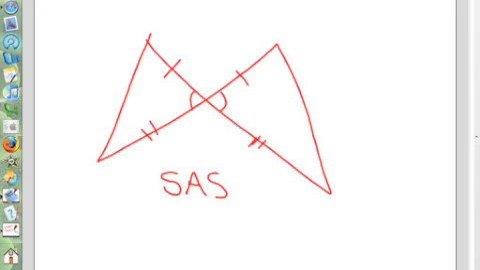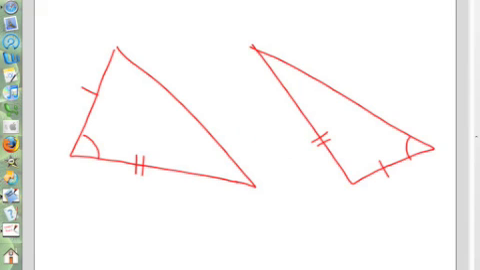Number 7. No, we cannot prove these congruent. Look, this angle is between the two sides, while this one is at a completely different location. Corresponding parts must be equal to each other, and that is not the case there.